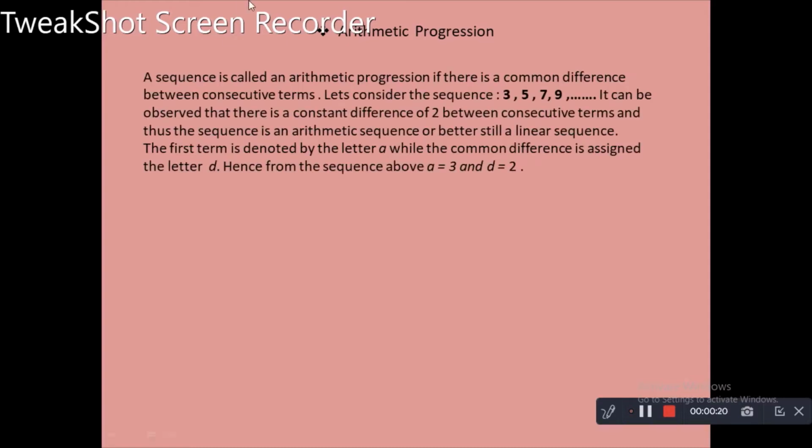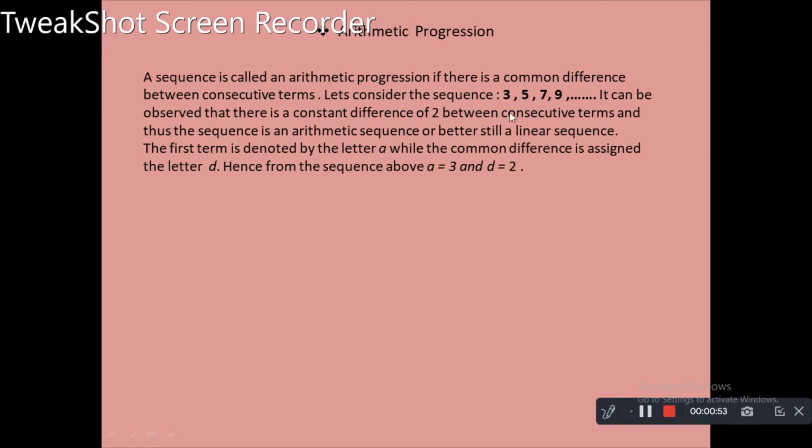A sequence is called an arithmetic progression if there is a common difference between consecutive terms. Now let's consider the sequence 3, 5, 7 and 9. We can notice that as we move from 3 to 5 and from 5 to 7, there is a constant difference of 2 between the consecutive terms, and thus the sequence 3, 5, 7 and 9 is an arithmetic progression, or better still, a linear sequence.